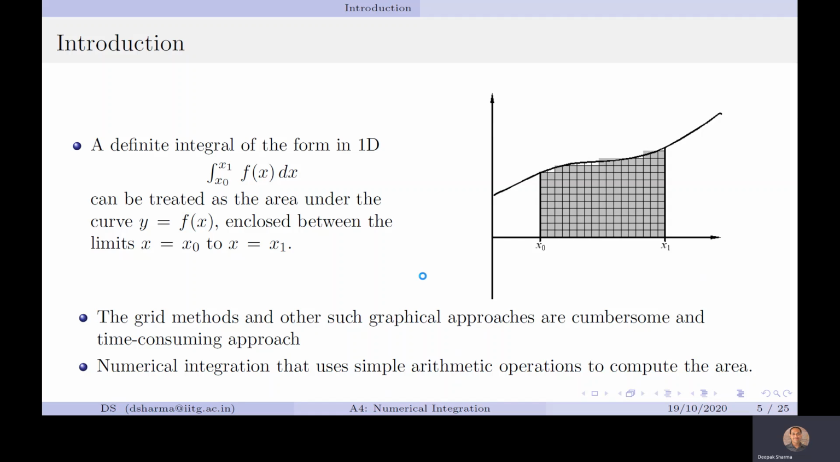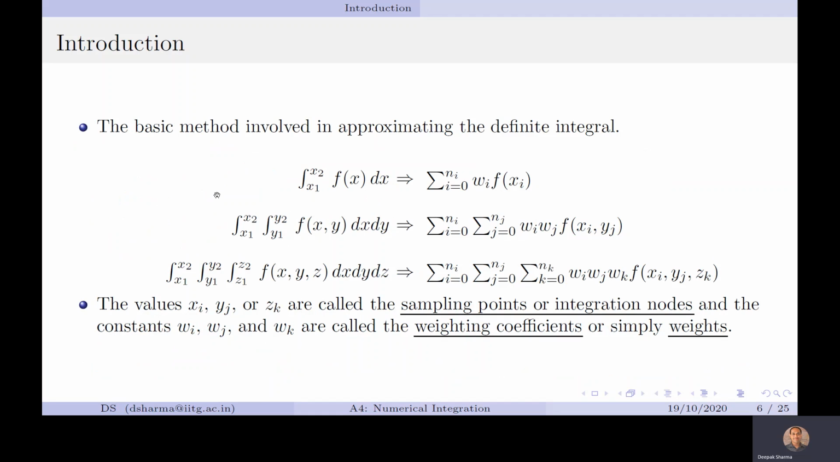So here we are looking for numerical integration methods that use simple arithmetic operations to compute the area under the curve. The basic method, for a single integral where f(x) is made of just one variable, can be written as a summation over i equals 0 to n of w_i f_i, sometimes also written as omega_i f(x_i). Here omega_i are weights and x_i are intermediate points where we evaluate the objective function.